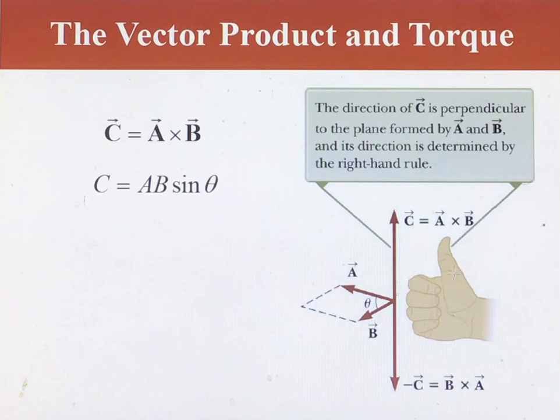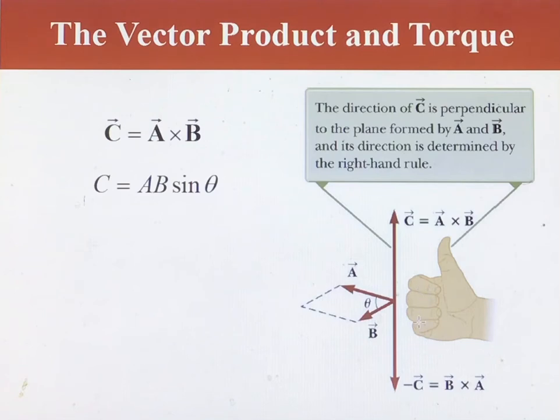So basically you can use your right hand to get the direction of vector C. So basically what you do is that you place your fingers in the direction of vector A, and then you simply curl.